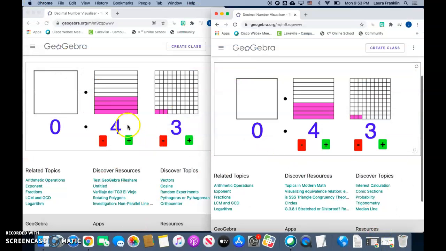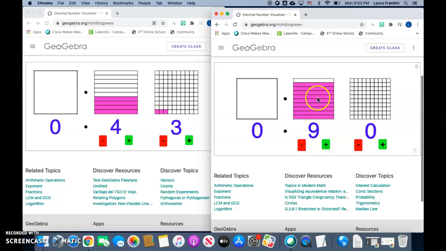So here I have 43 hundredths. On the left, we can see we have 4 tenths and 3 hundredths. Let's make our number on the right be 9 tenths and 0 hundredths. Which of our two takes up more space?